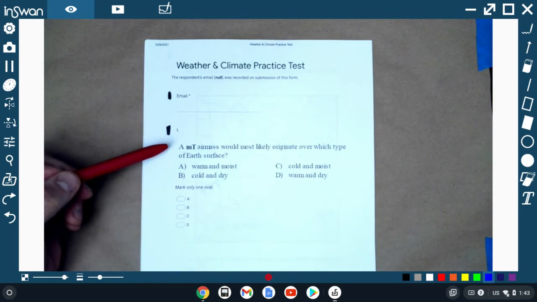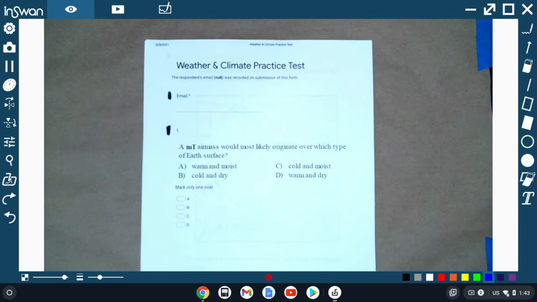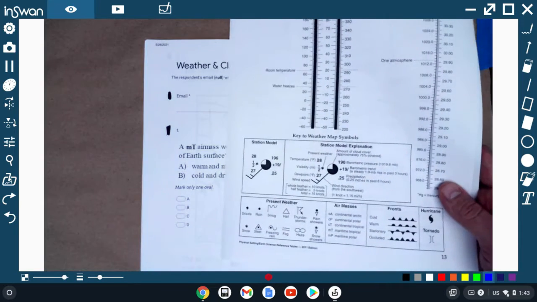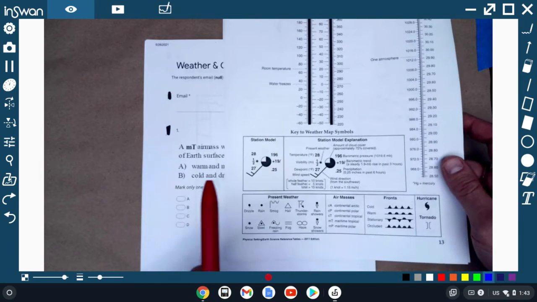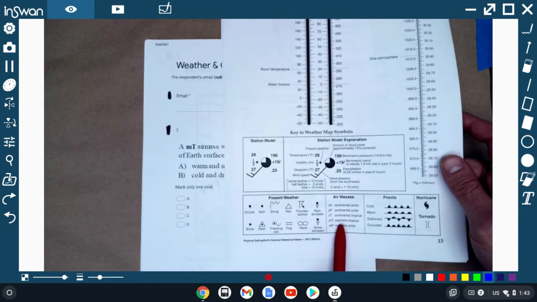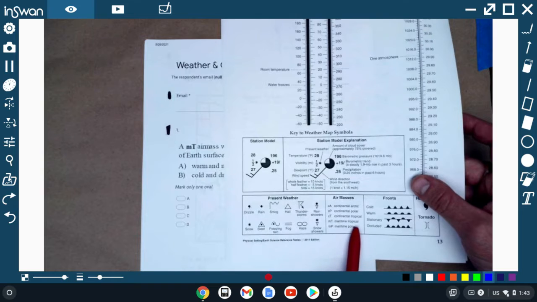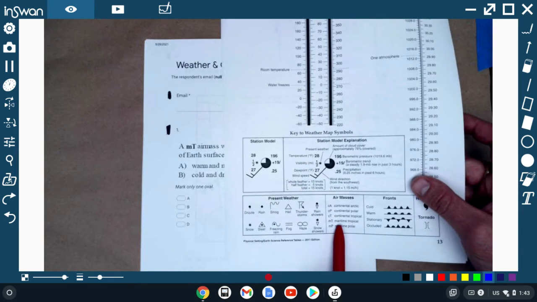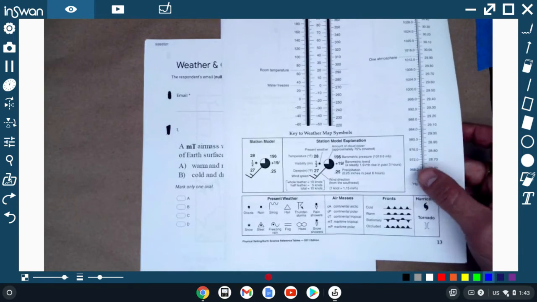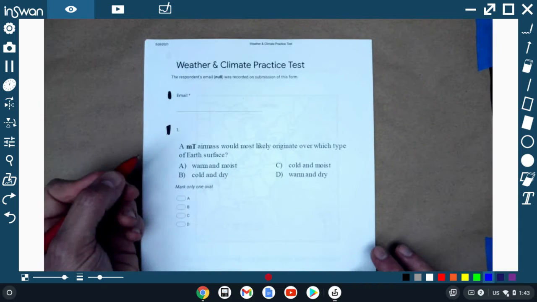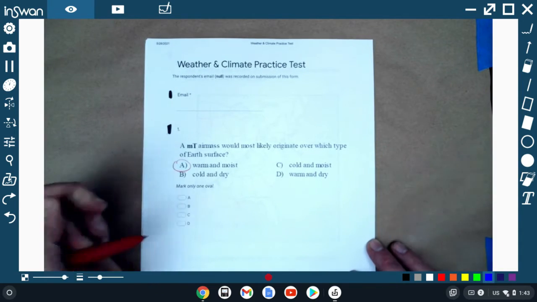Question 1, an mT air mass would most likely originate over which type of Earth surface? So we need to figure out what mT was, and that was from our reference table on page 13. That is going to be maritime tropical. Tropical meaning warm and maritime meaning moist. So we're looking for warm and moist. So number 1 was A.